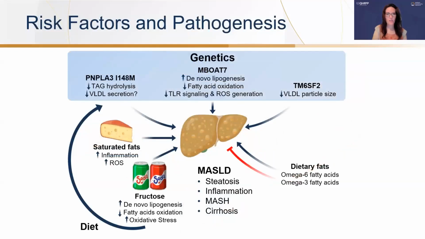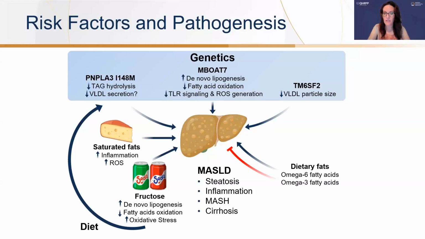So the risk factors and pathogenesis is really important here. And the thing that this slide really summarizes is that genetic variants, like the ones listed here, really impair triglyceride breakdown and VLDL secretion. They increase lipogenesis and oxidative stress. That also plays a role in the foods that we're eating, including saturated fats, which we know promote inflammation and cause reactive oxygen species.